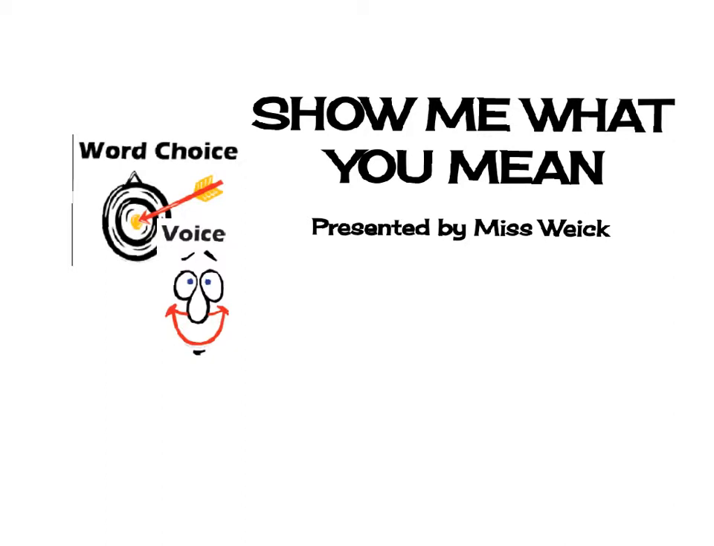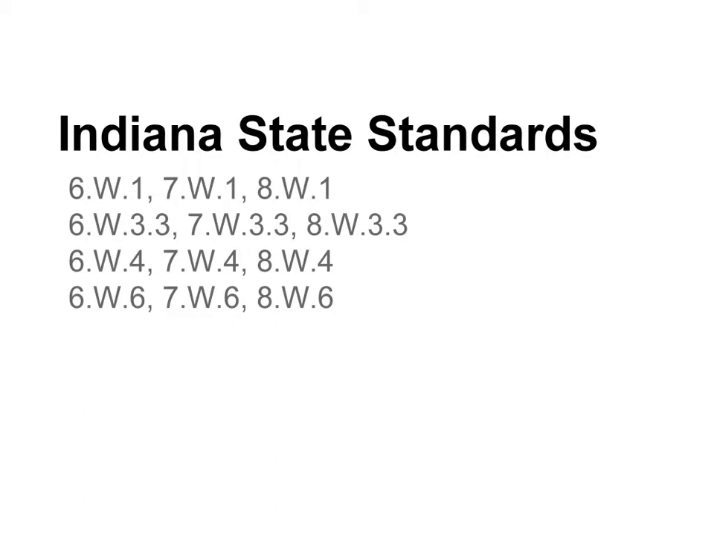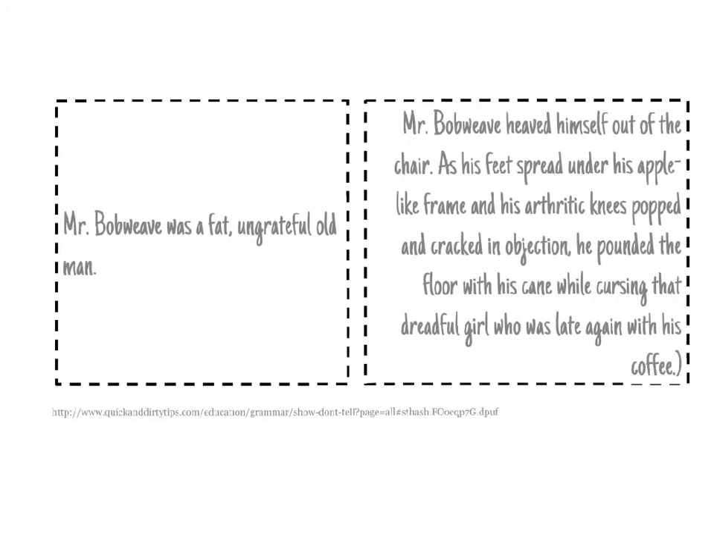We want to ensure that we paint a picture in the reader's mind, allowing them to really visualize what is taking place. Here's some things you're going to need: your notebook, whether it's paper or digital, a writing utensil if it's not digital, and you need to turn on those brains of yours so that you're ready to learn. Here's those silly state standards that teachers need to know about, so we make sure we're teaching you the right stuff. Let's take a look at this example.